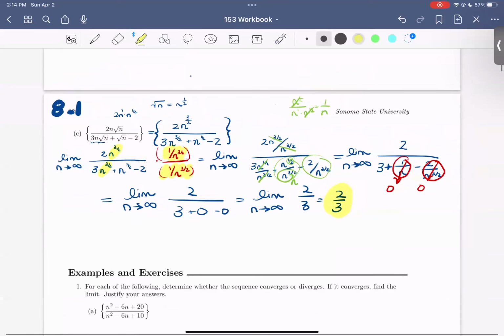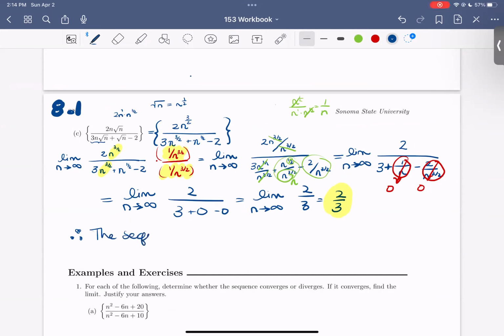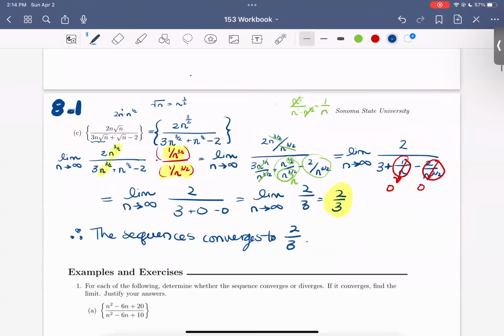So this sequence converges. Therefore, the sequence converges to 2 over 3. All right, awesome job.